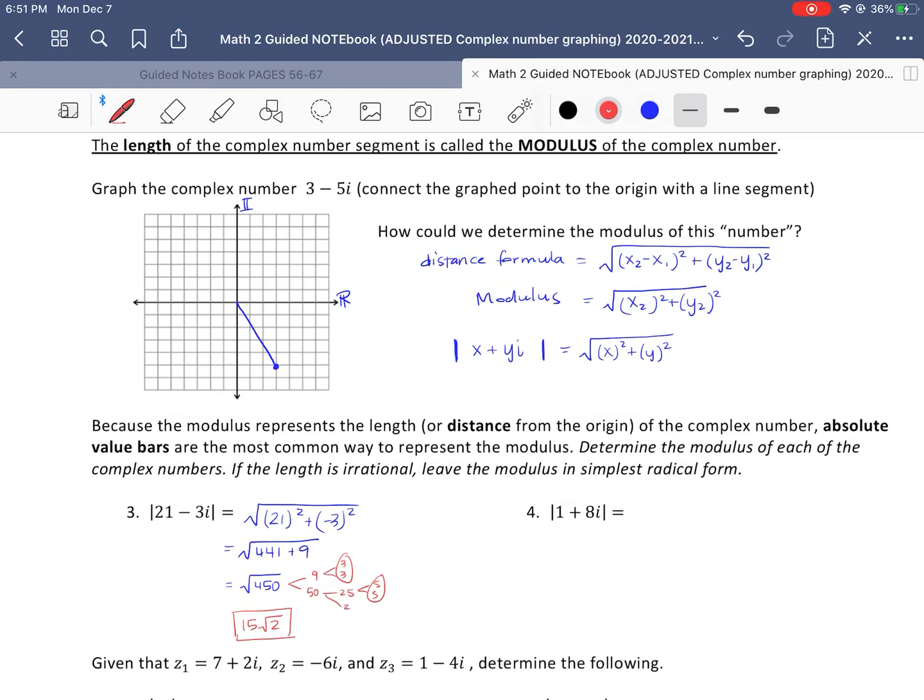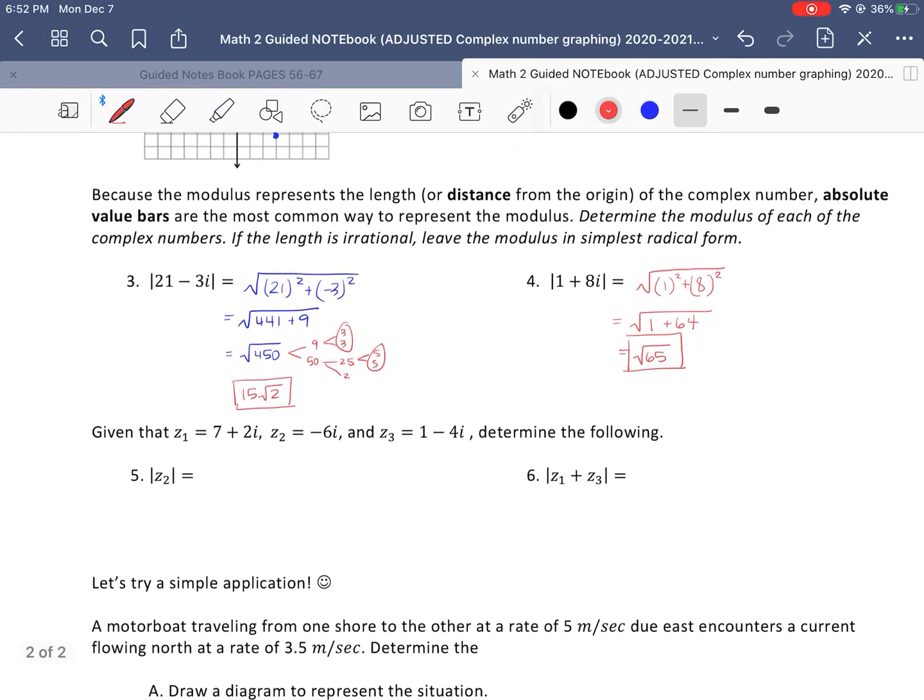Number 4, 1 plus 8i, finding its modulus. So again, we do the same thing. We set up the square root, and we do the first component squared, or the horizontal distance, plus the vertical distance squared, so 8 squared, and then we simplify. So 1 squared is 1, 8 squared is 64, so this ends up being the square root of 65. And I don't believe that simplifies, so we would just leave that as the square root of 65. Okay, that is the modulus of a complex number.